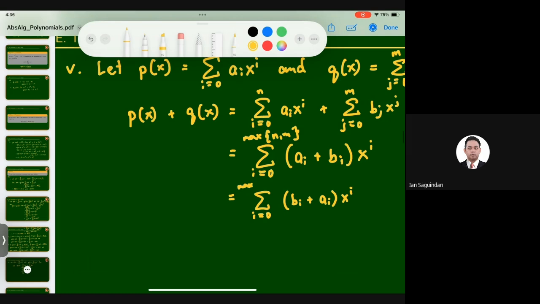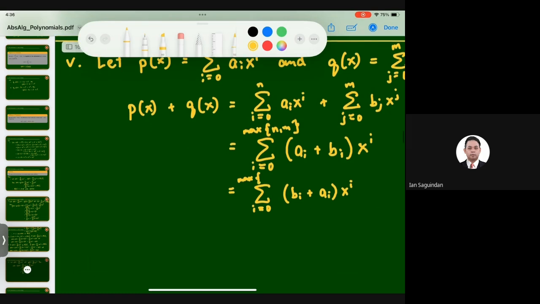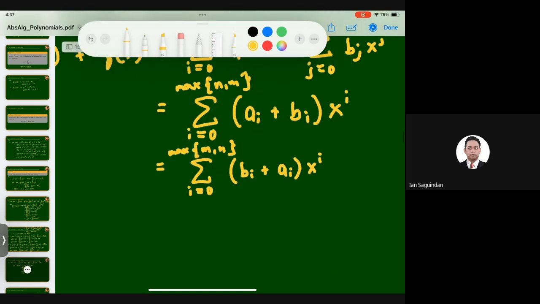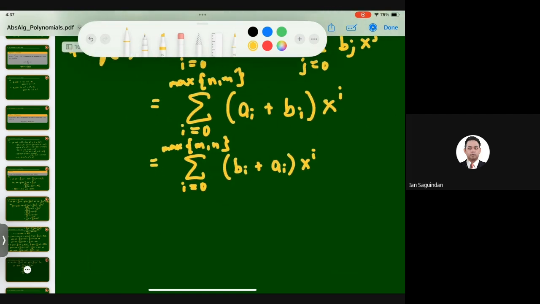So for convenience, I'm going to interchange m and n as well. After all, conjunction is a commutative operation. So when you say m and n, it is the same with n and m. So this becomes the summation of all. Now I'm going to bring back j.